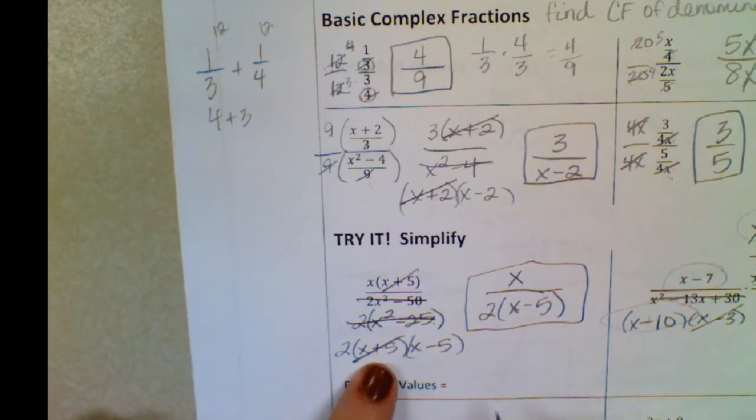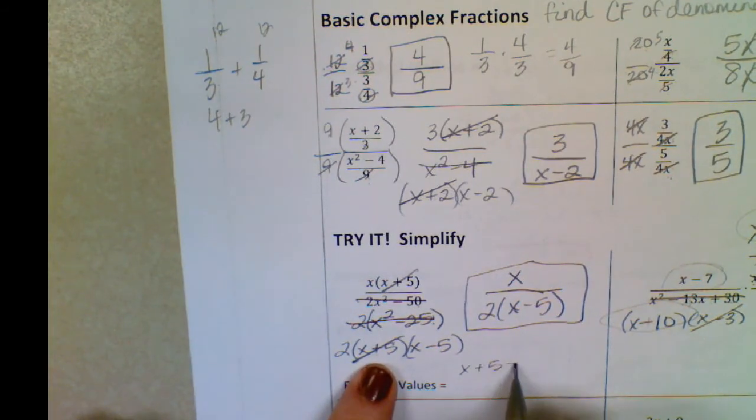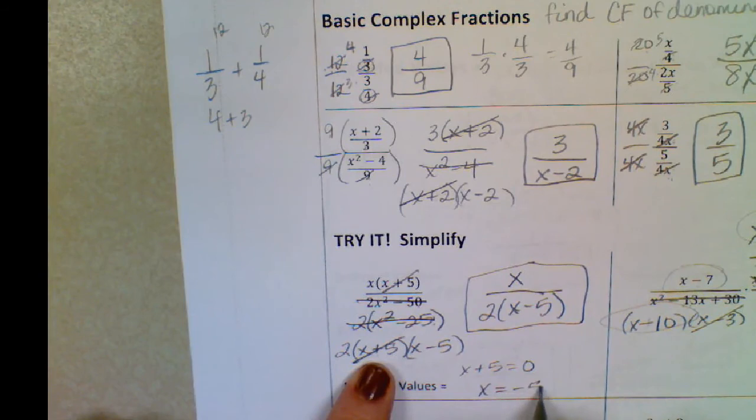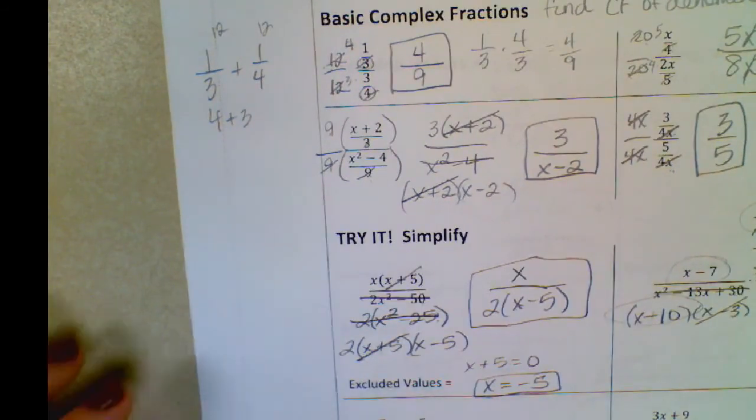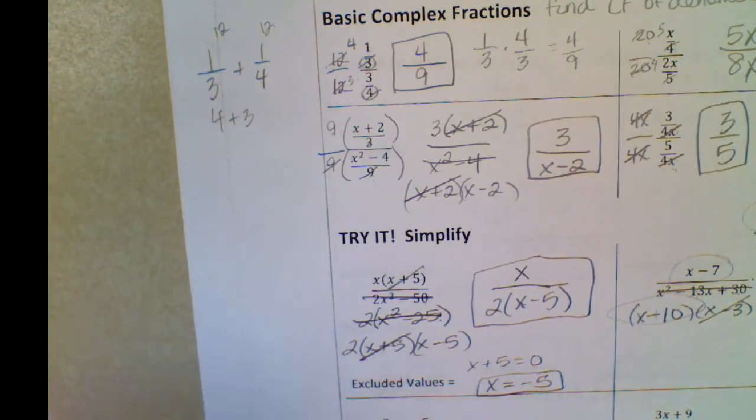Okay. Oh, let's go back here. I forgot about my excluded values. My excluded value would be where x plus 5 equals 0. So that would be at x equals negative 5. Sorry about that. That comes in when we're dealing with graphing.